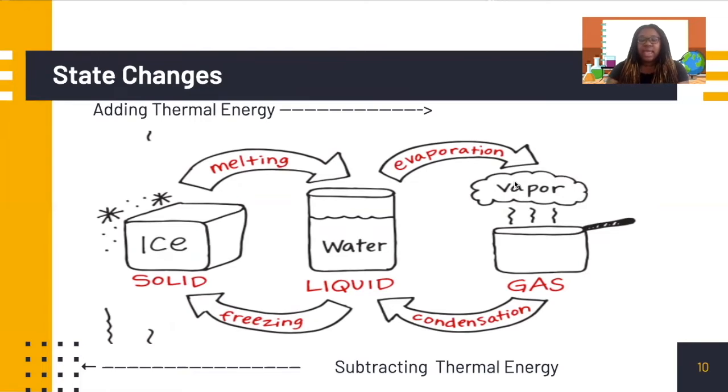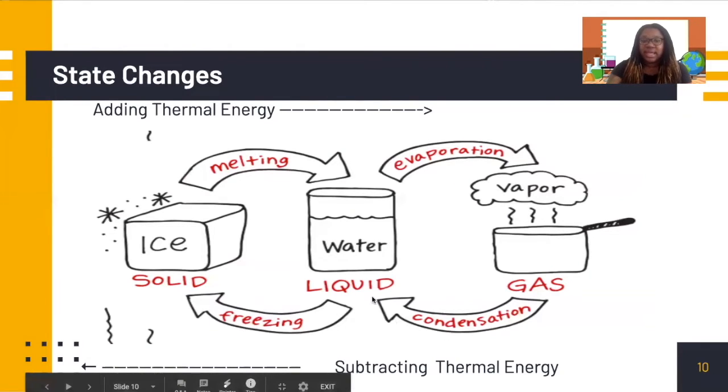a gas. Now, as we are subtracting thermal energy, which means that it's getting colder, then we have our gas is going to condense and turn into a liquid. And then we'll have our liquid freeze and become a solid.